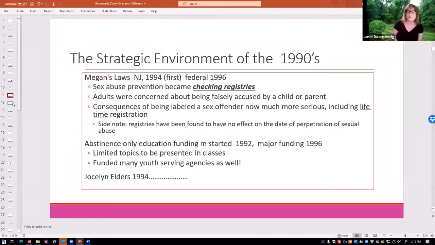But I want to move right into one of the things that I think is the most important thing when we talk about promoting sexual health and safety, and that is empowering adults with the skills they need to be able to talk to the kids in their lives about healthy sexuality.